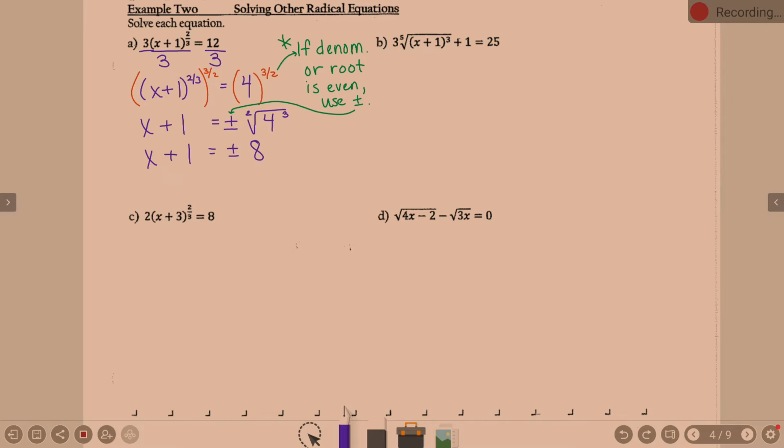How do I solve? I have x plus 1 equals plus or minus 8. We have to subtract the 1, yes? If it's x plus 1, I'm going to subtract the 1. What am I subtracting the 1 from?